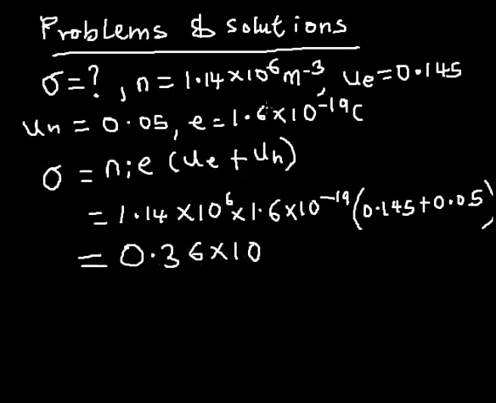Now let's work on the powers of 10. Please, this is 16: the n is 1.14 times 10 raised to the power 16. So please just effect that correction. 16 minus 19 should be minus 3. You can still decide to put it in standard form. If you put it in standard form, that's going to be 3.6 times 10 raised to the power minus 4.